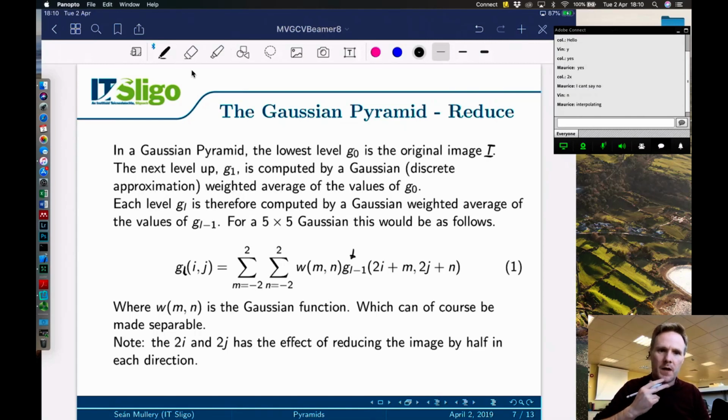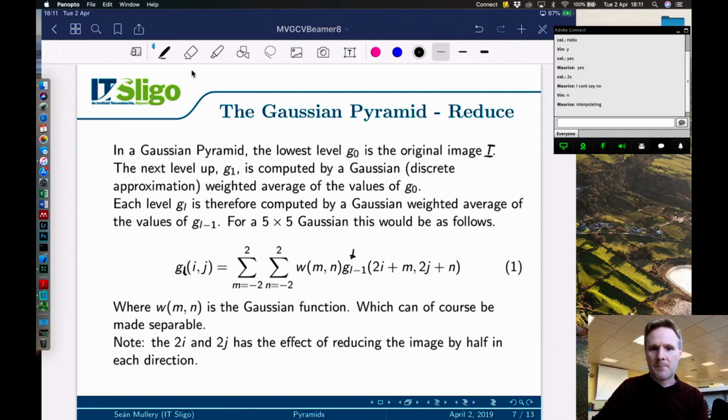So the next level up is G1, and it's computed by a Gaussian, or a discrete approximation of a Gaussian, which is a weighted average of the values of G0, which is the one below it. So each level, which we call GL, is therefore computed by a Gaussian weighted average of the values of GL minus 1. So the idea there being that G1 is computed from G0.